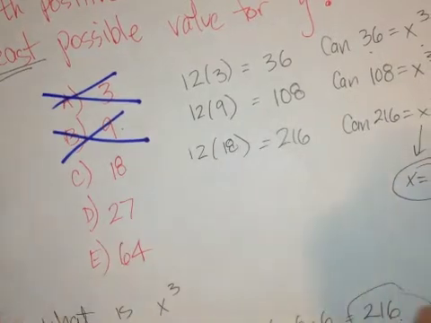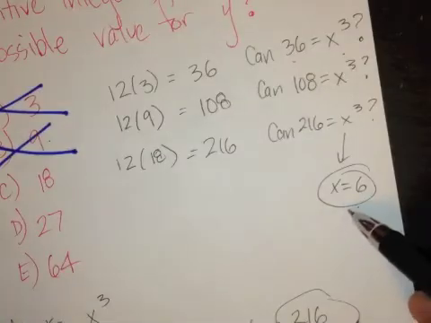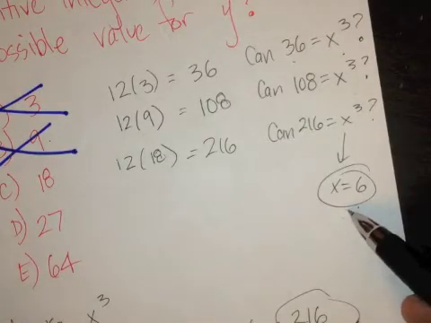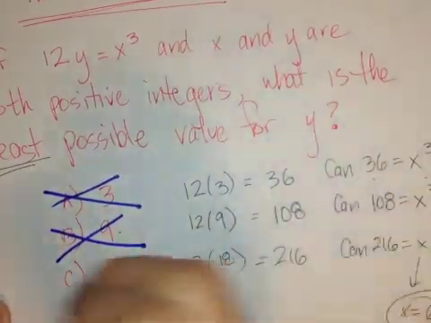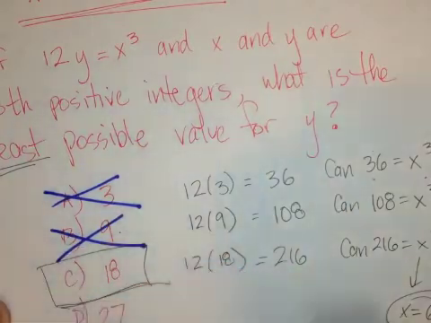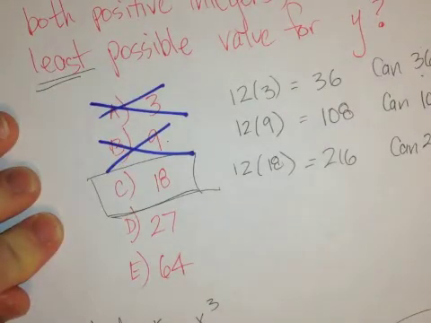That's great news, but remember what the question was asking. The question doesn't care about x. It cares about what is the least possible value for y. So the correct answer for this one has to be choice C, 18.